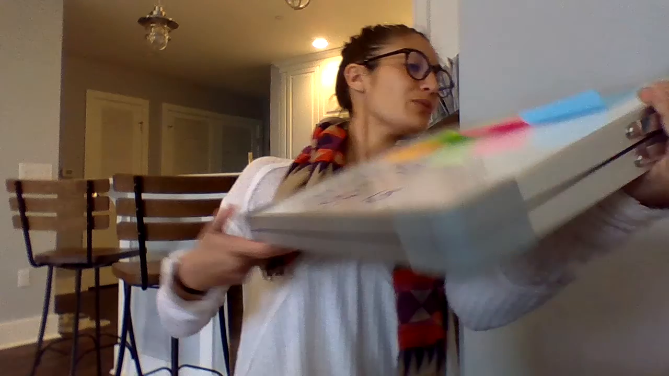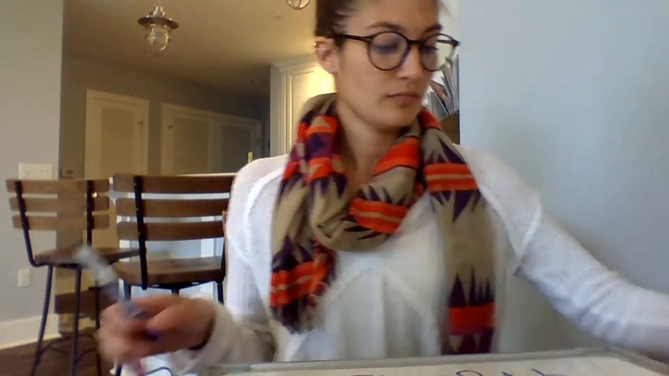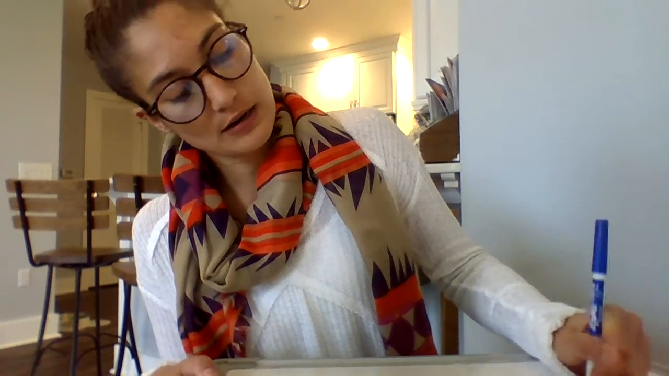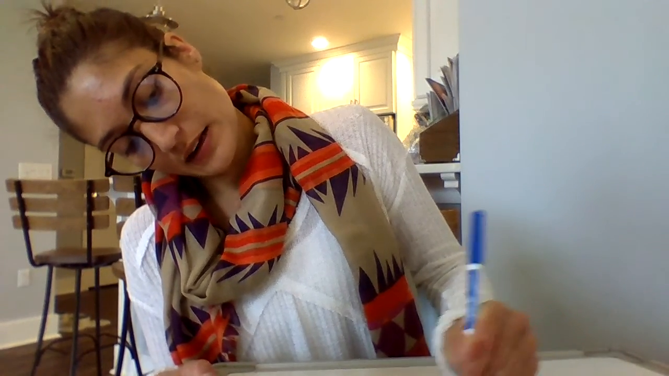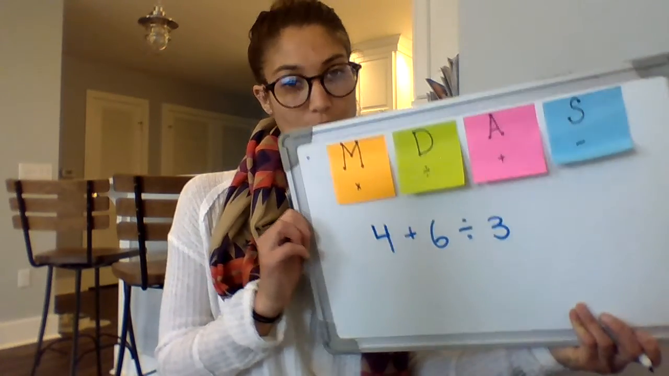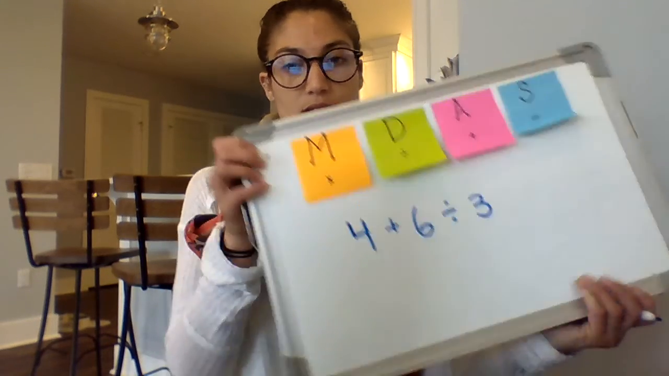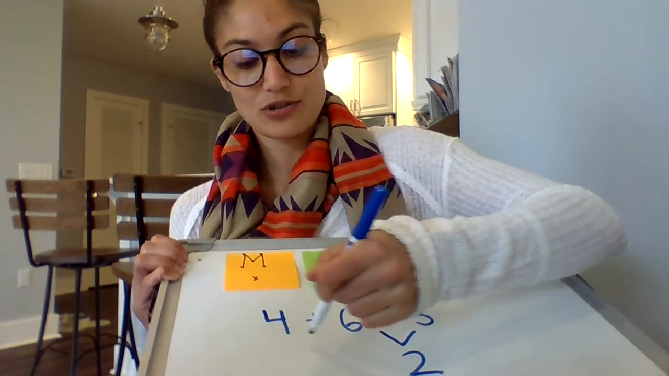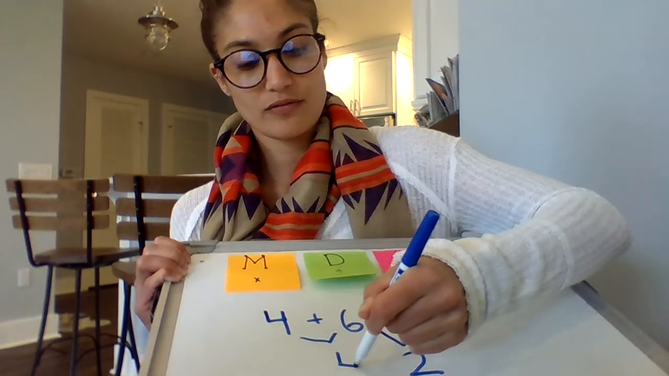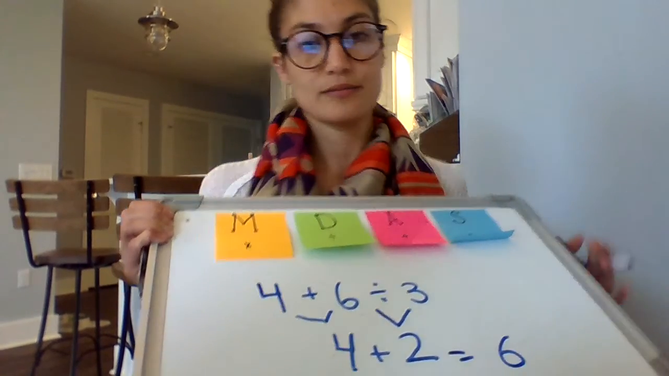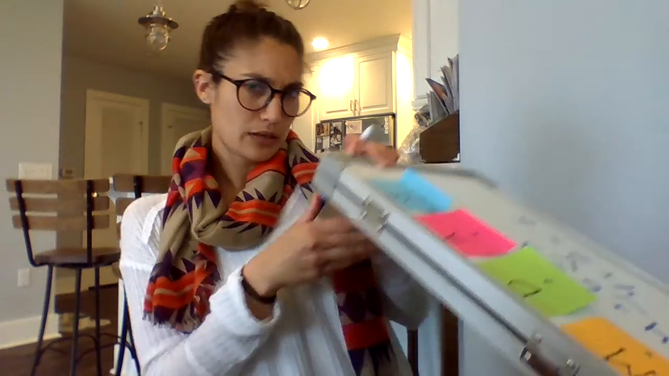Okay, let's do another one together. All right, let's do 4 plus 6 divided by 3. Okay, remember, I need to multiply or divide first, so where am I going to start? Good. 6 divided by 3 I'll do first, which is 2. And now I can add or subtract, and I'll just bring this down and do 4 plus 2, which equals 6. All right, let's try another one.